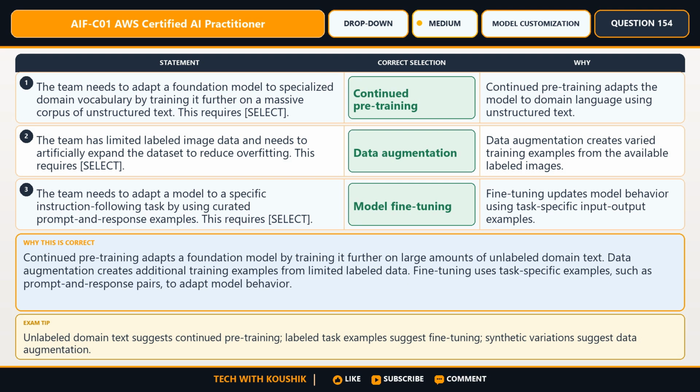Here is an important exam tip. Unlabeled domain text suggests continued pre-training. Labeled task examples suggest fine-tuning. Synthetic variations suggest data augmentation.